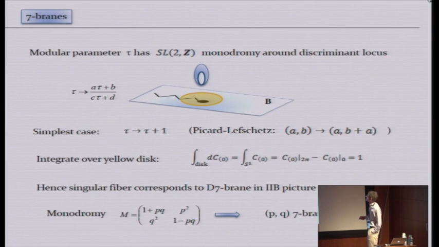OK, so here I've tried to draw it. Here we have our type IIB spacetime. Away from this special point over here, I just have a smooth elliptic curve. And for this special point here, the elliptic curve becomes singular. And this is one cycle, which is contracted to zero size.